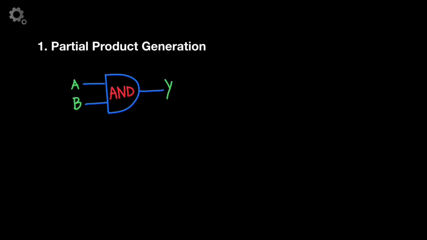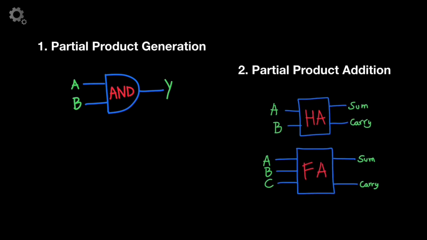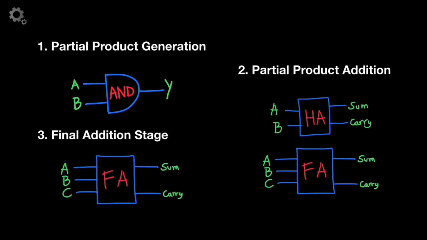1. Partial product generation. In this stage, each bit of one argument is multiplied by each bit of the other argument. 2. Partial product addition, where the number of partial products is reduced to 2 by layers of half and full adders. 3. Final addition stage. In this stage, the resultant values from previous stages are added with a conventional adder. Let us look at an example to understand this.